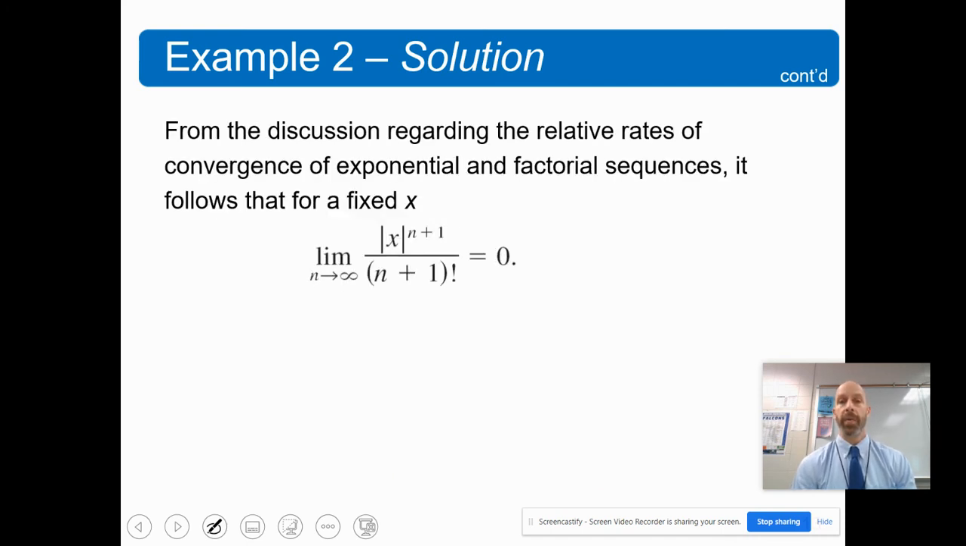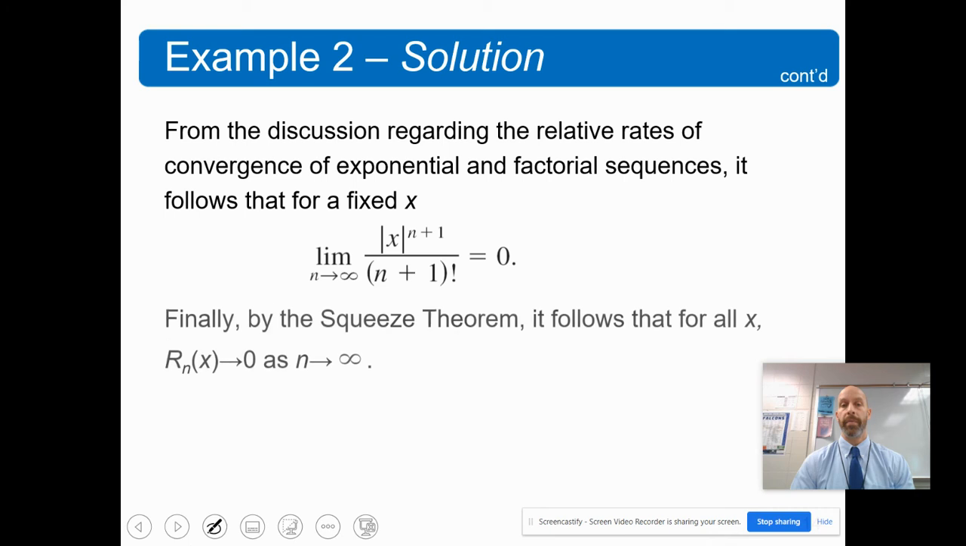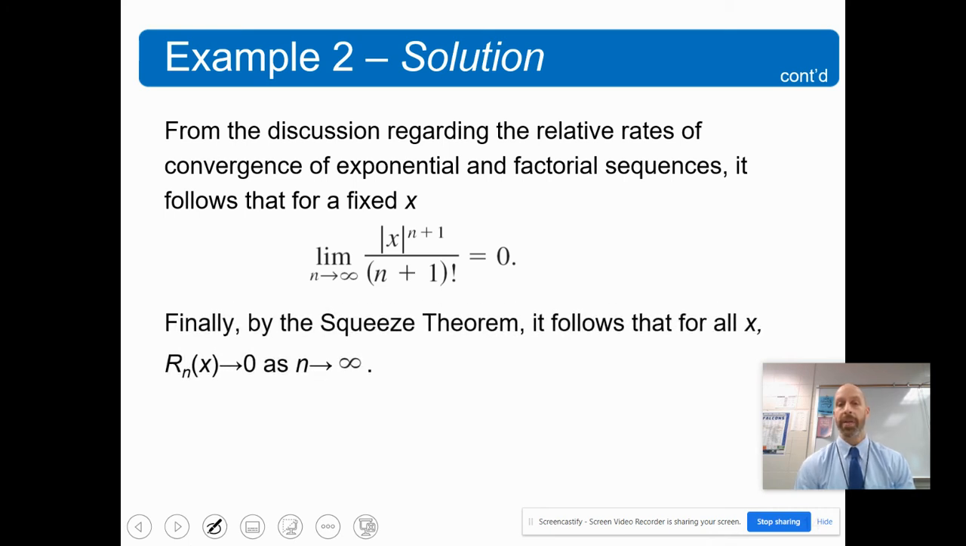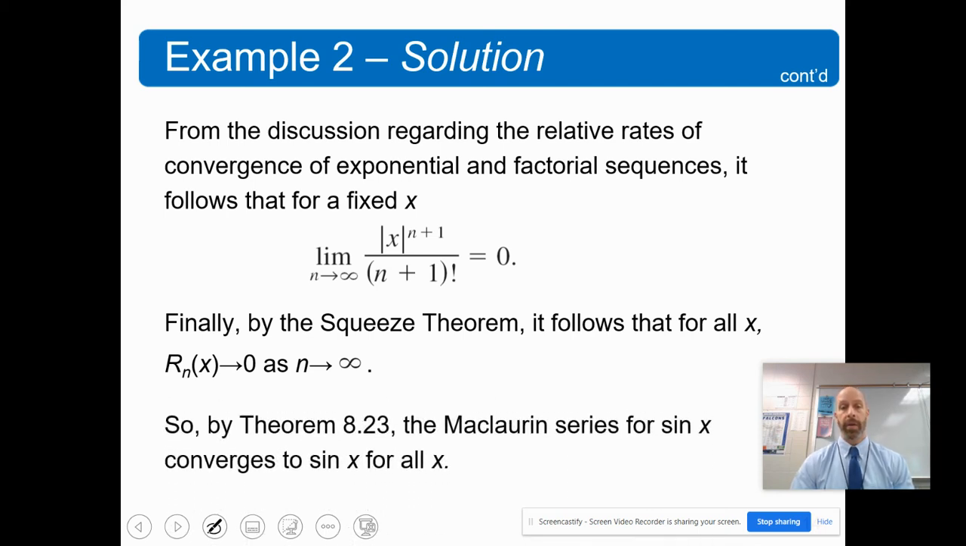From the discussion regarding the relative rates of convergence of exponential and factorial sequences, it follows that for a fixed x, this limit is equal to 0. And by the squeeze theorem, it follows that the remainder does go to 0 as n goes to infinity. So by theorem 8.23, the Maclaurin series for sine of x converges to sine of x for all x. In other words, the first example that I said actually does converge for all x to sine of x.